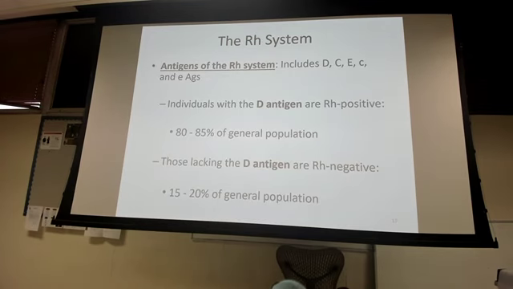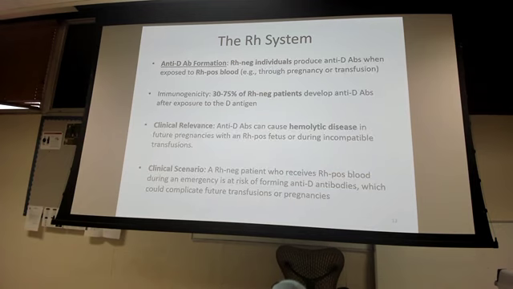All right, so the RH system. The RH system is what determines whether you have positive or negative blood. Antigens of the RH system include big D, big C, big E, little c, and little e. Individuals with the D antigen are positive. That's about 80 to 85% of the population, while those that lack the D antigen are Rh negative, and that's about 15 to 20% of the general population in the U.S.